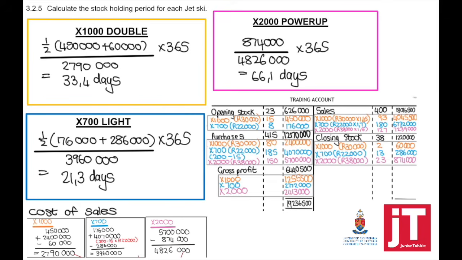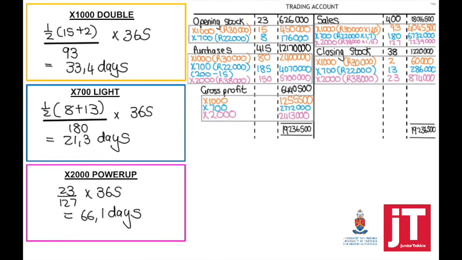Again, take note how I can use the trading account, the workings which I've done right in the beginning to solve all of these questions. A reminder on an alternative option that you can use, instead of using the amounts, we use the number of units. So it means that every single time it's the opening stock plus the closing stock in units times a half or divided by 2 divided by the number of units sold.